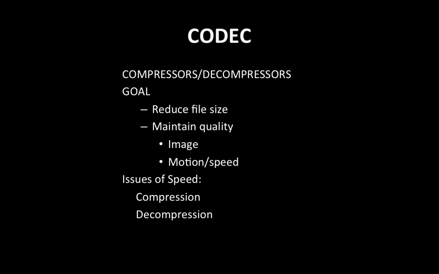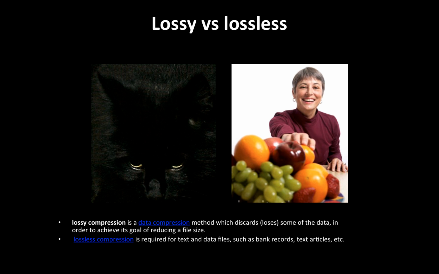So what does a codec do specifically, or what is the goal? It reduces the file size. That's its job. But in doing so, you want to maintain quality. You want to maintain two things for the most part: the image and the image over time, which are two very different compressions. And one of the ways we use this is called lossy versus lossless compression.